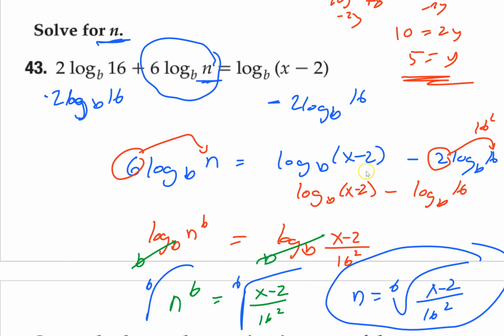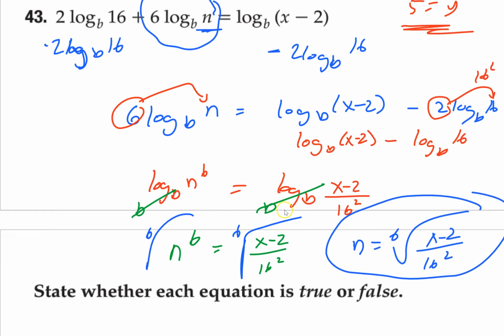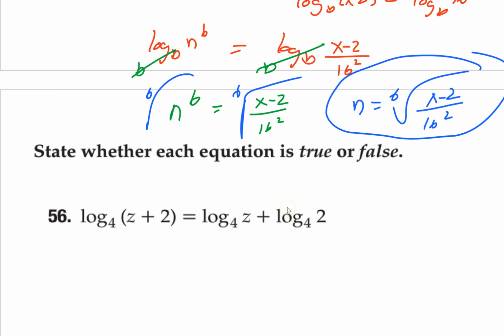So same as just practicing. Again, if you want to cancel out logs, you got to condense it. There has to be only one log on each side. It can't be more than one log on either side. That's probably the best way to say it.